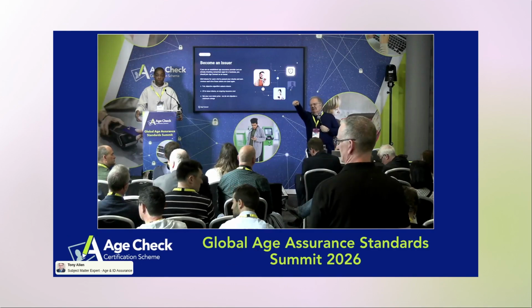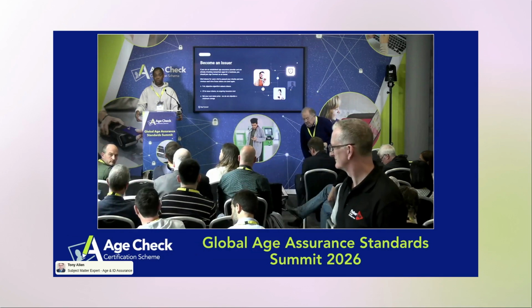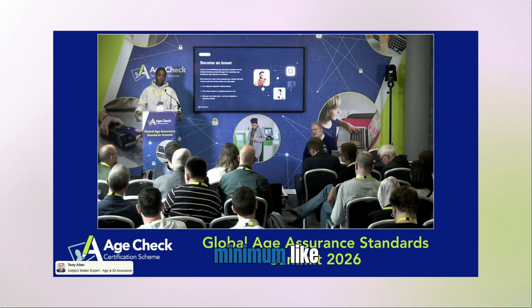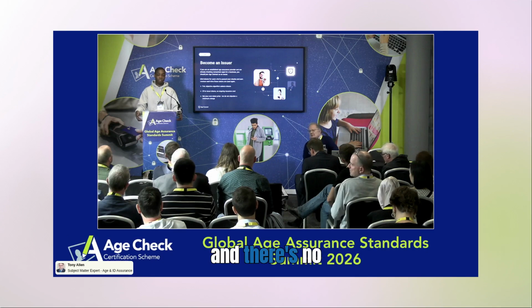Any other? There you are. Thank you. Who gets to vote? Issuers, relying parties? Is there a minimum token threshold to get a vote? It's the issuers, and there's no minimum token threshold.